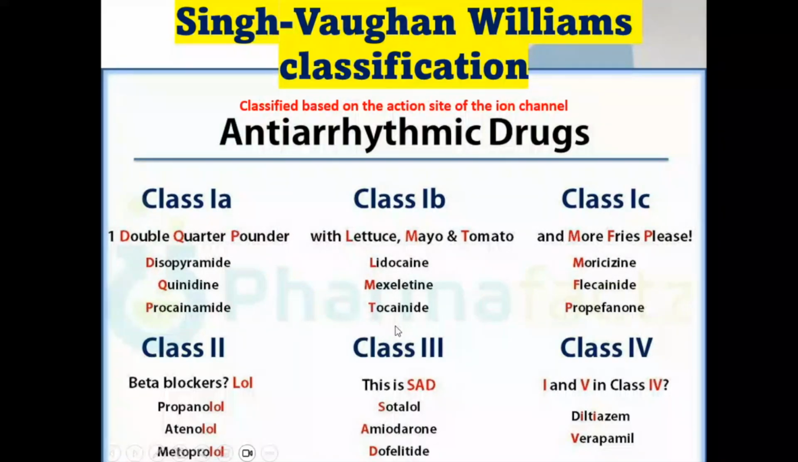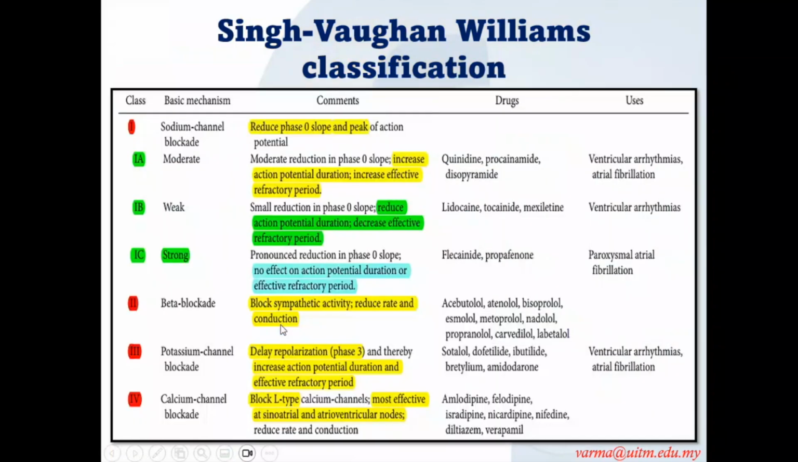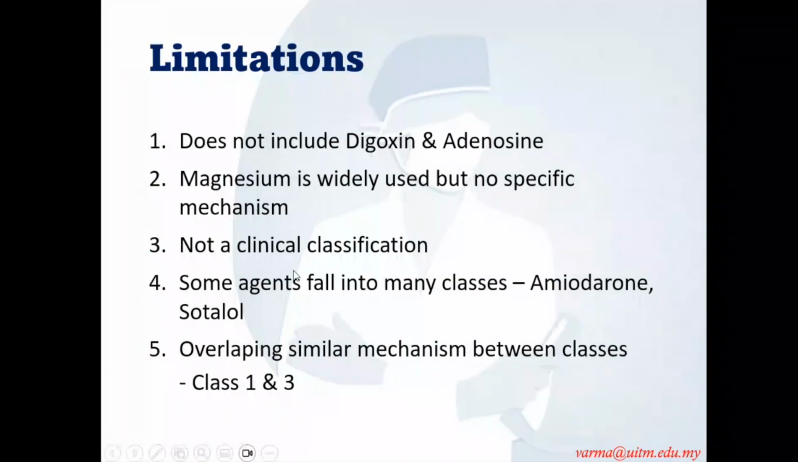Even here, it is not uniform. It is not homogeneous. There is heterogeneity there as well. So it is ion channel and receptor blockade. And some agents fall into many classes, especially amiodarone, which has all 4 class activities, and sotalol, which has class activity 1, 2, 3. So they don't specifically sit in one class. They might have multiple mechanisms of action, so they can be included in many classes. There are also overlapping, similar mechanisms between classes, class 1 and 3. Despite being different channel blockades, they somewhat cause the same effect on the action potential. So these are the few limitations.